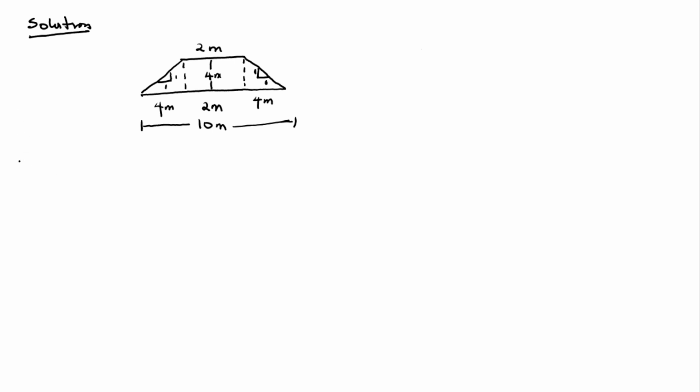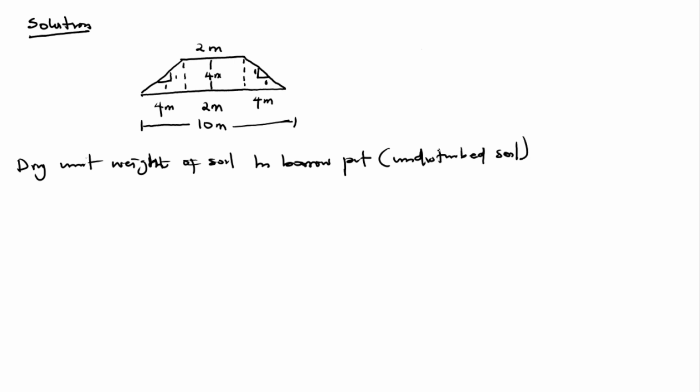So the dry unit weight of soil in borrow pit, as the undisturbed soil, right, is given by this relationship γd equals γ all over 1 plus w, which is equals to 18 over 1.08, that is equals to 16.7 kilonewton per meter cube.